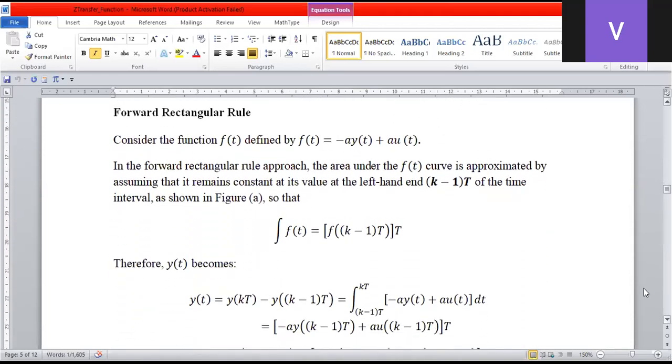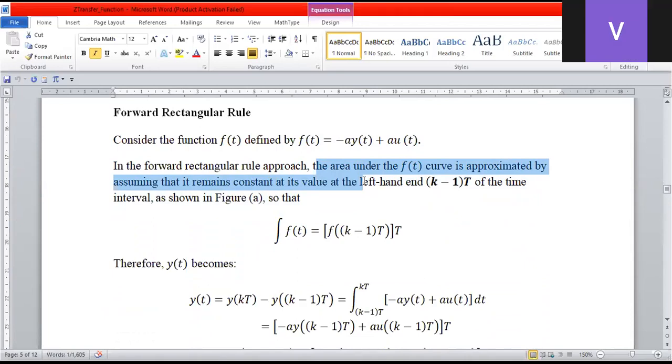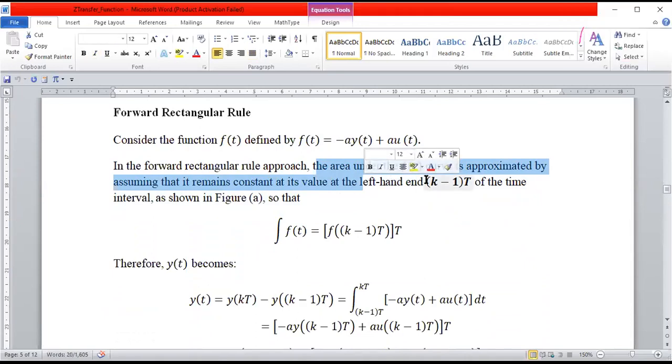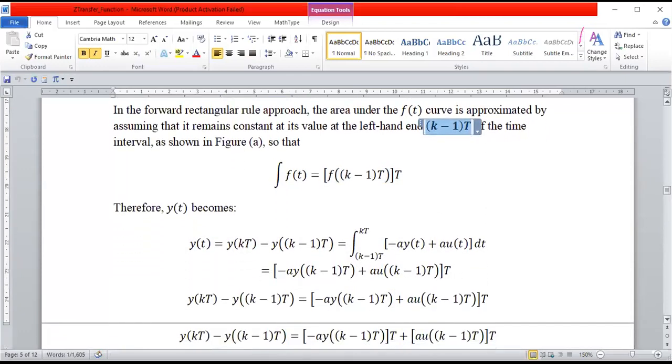The forward rectangular rule, like I tried to explain, says that the area under the curve is approximated by assuming that it remains constant at the value at the left hand, and the value at the left hand is (k-1)T. So you are saying that the area under the curve is given by the value at the start of the interval, which is (k-1)T, and you keep it constant. That's what the forward rectangular rule states.